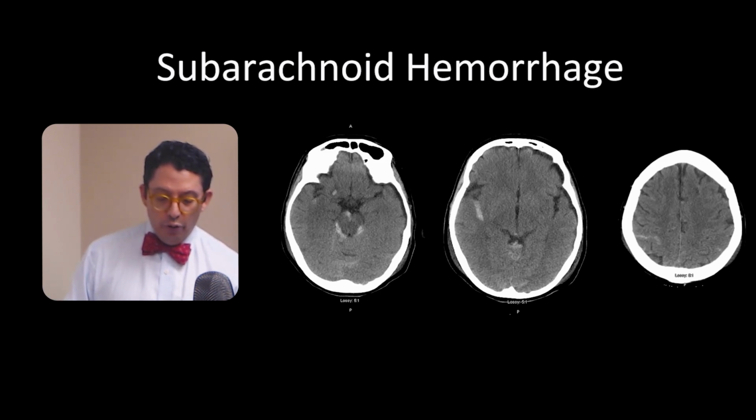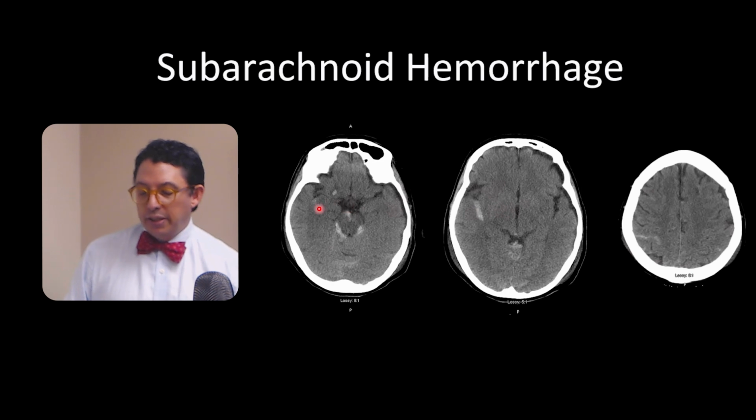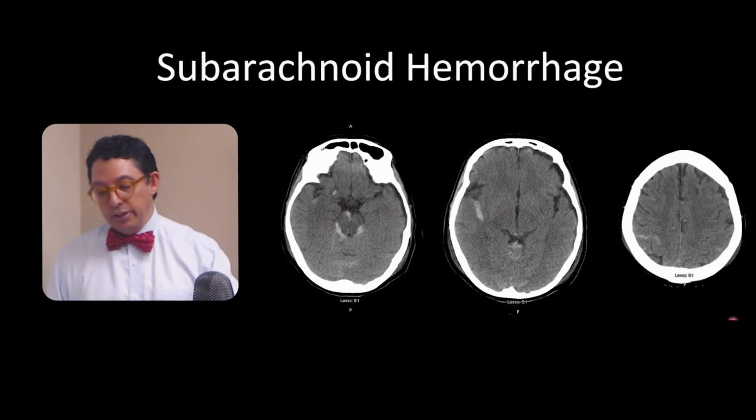Let me highlight them for you. You can see that there's a subarachnoid hemorrhage in the perimesencephalic cisterns. There's some subarachnoid hemorrhage here, the Sylvian fissure. And you can see it in different sulci. So this patient has peripheral subarachnoid hemorrhage, peripheral and basal cisterns. This is very likely traumatic. This patient was a young patient after trauma.